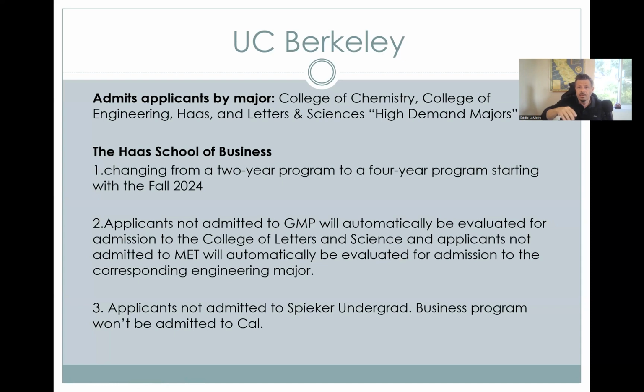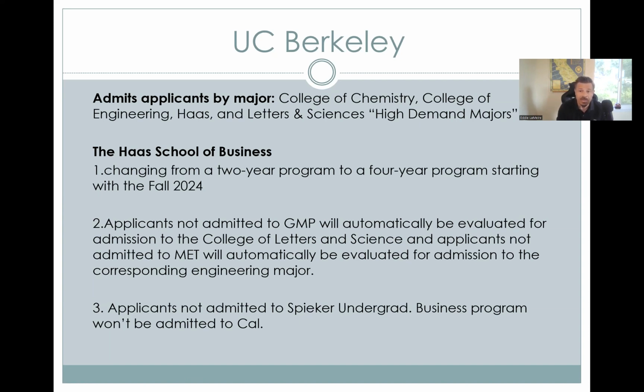Haas, business, is a popular major for us after computer science and engineering. What is the Haas School of Business doing? It's turning into a 4-year program starting this coming fall. It doesn't look like they're abandoning the internal transfer program, at least for right now, so that's going to hang around. But now you can apply directly into what's called the Undergraduate Business Program, the Bachelor of Business Administration at Haas.